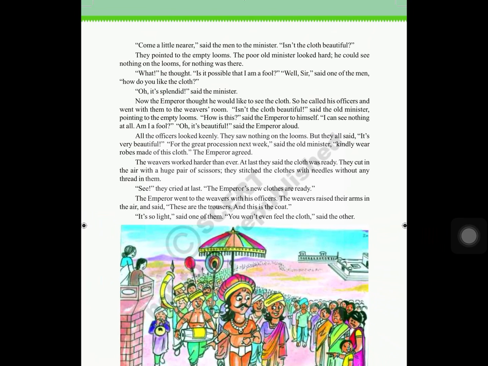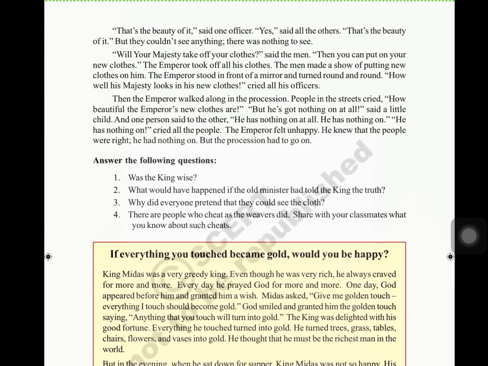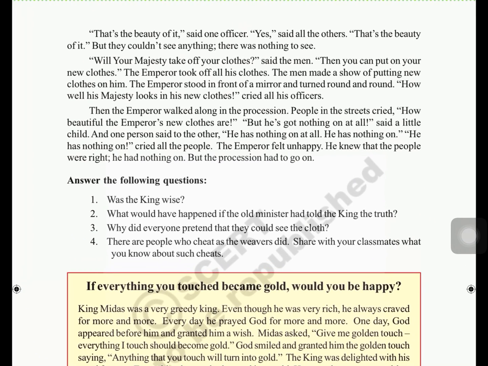Even though the cloth was not there, as the situation was like that, if they didn't appreciate it, they would have to accept that they were fools. "That's the beauty of it," said one officer. "Yes," said all the others. "That's the beauty of it. It is the nature of that cloth." But they could not see anything. There was nothing to see.